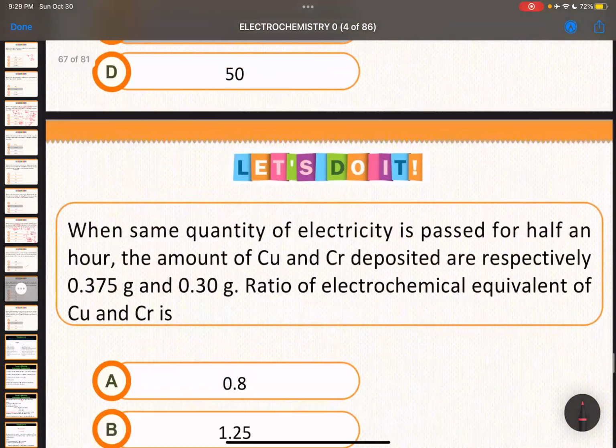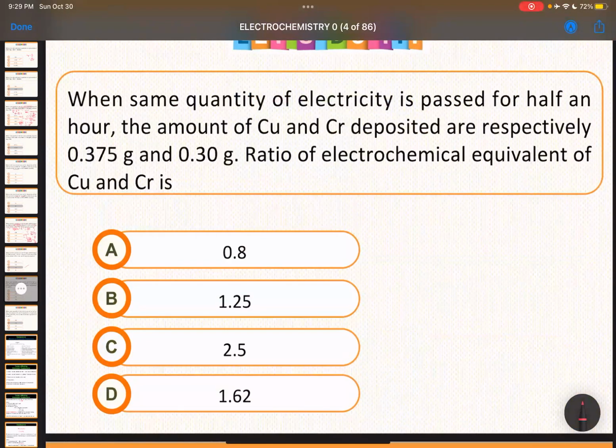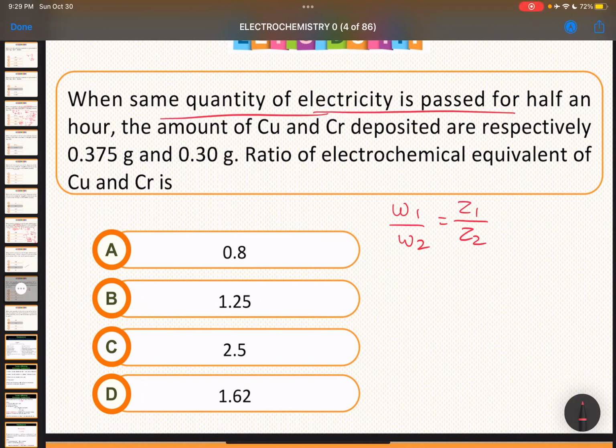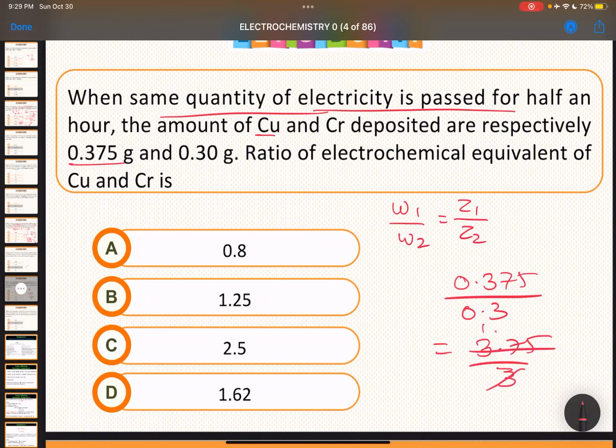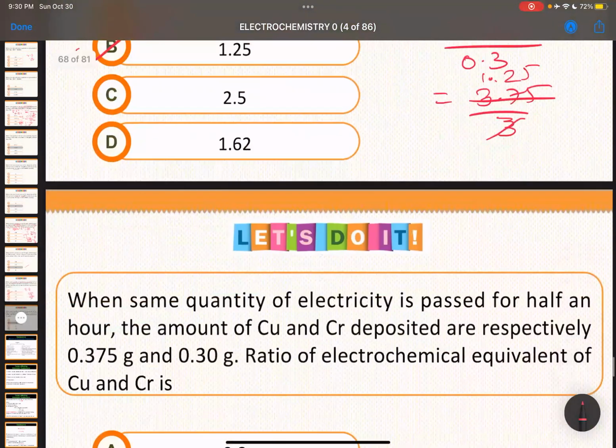Same question. And the ratio of electrochemical equivalent: W1 by W2 equals Z1 by Z2. IT is the same, the same quantity of current is passed, so current is same, that is cancelled. So the ratio of electrochemical equivalents will be the ratio of the masses which got deposited for the copper and chromium, 0.375 by 0.3. It is how much? 3.75 by 3, which is 1.25, right? So I hope you understood. Clear.